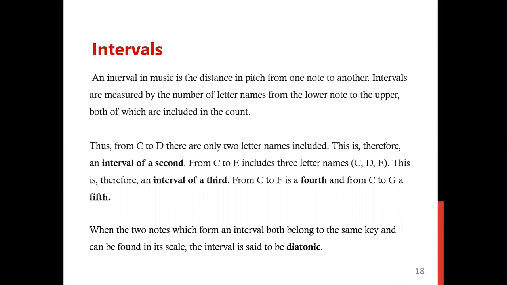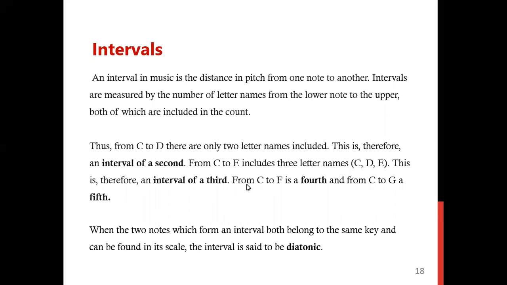And we will meet intervals along the line when we are sight singing. We will meet intervals along the line. So from C to D, there are only two letter names. Okay, so that means that this is an interval of a second. All right. So if you move from C to E, before you get to E, you have jumped D. So you have C, D, E. All right. That is an interval of a third.